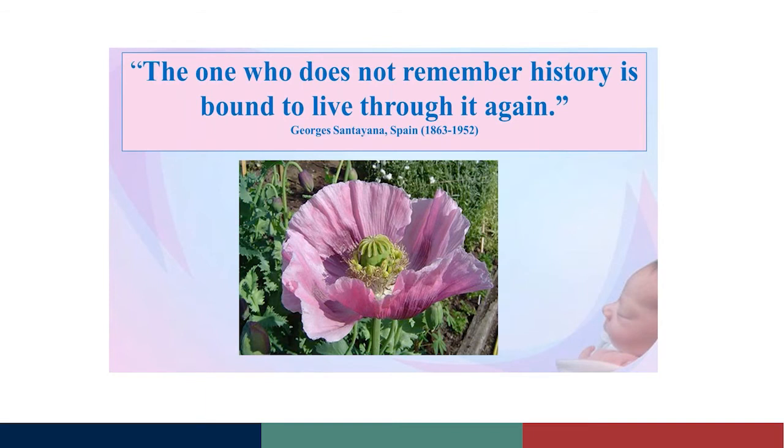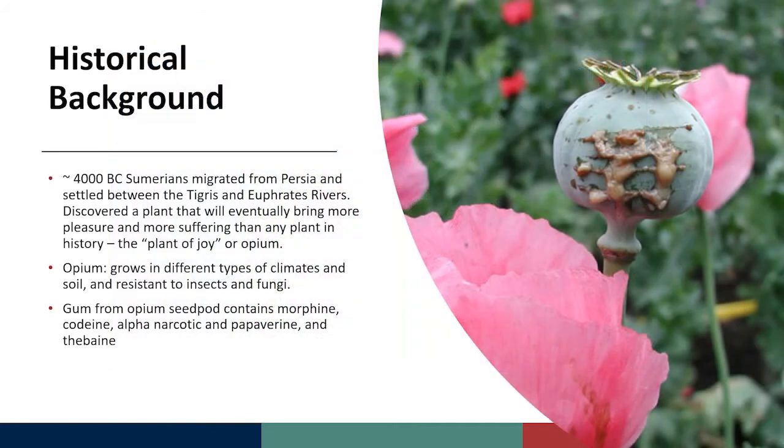The problem of opioid use goes back several centuries. The one who does not remember history is bound to live through it again. As a historical background, in 4000 BC, the Sumerians migrated from Persia and settled between the Tigris and the Euphrates rivers. They discovered a plant that will eventually bring more pleasure and more suffering than any plant in history, the plant of joy, or opium.